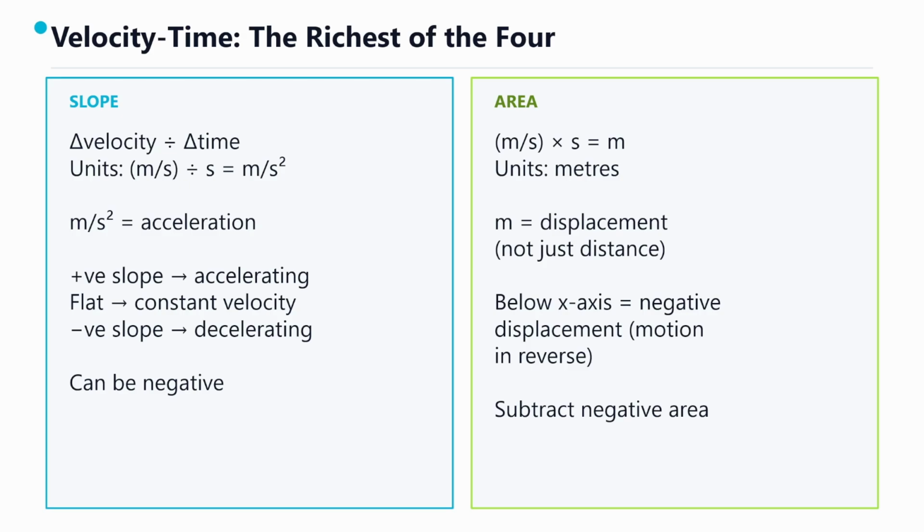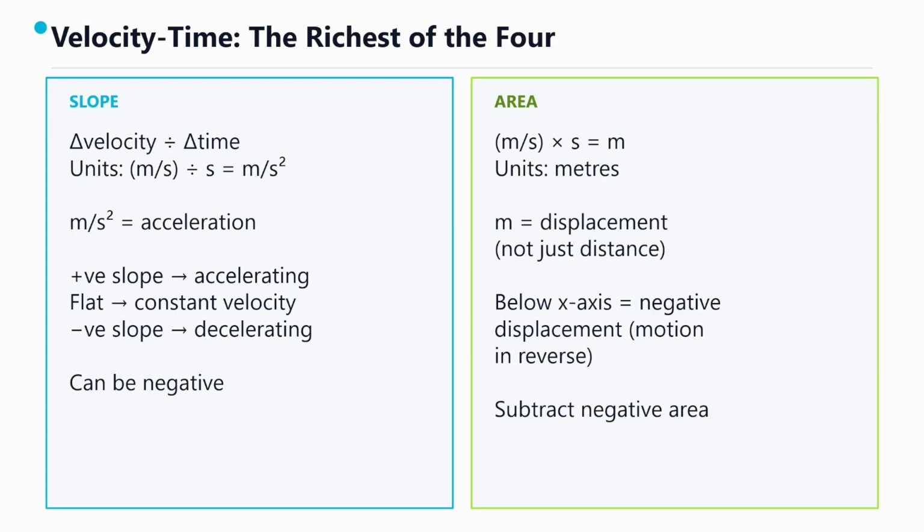So the area under the graph still needs to be a vector. If part of the graph dips below the x-axis, that section represents motion in reverse, and its area counts as negative, so you have to subtract it. Here's what I mean. So let's say a VT graph dips below 0 or below the x-axis. Calculate the area above the x-axis, calculate the area below the x-axis, and subtract the area below from the area above, and that's your net displacement.